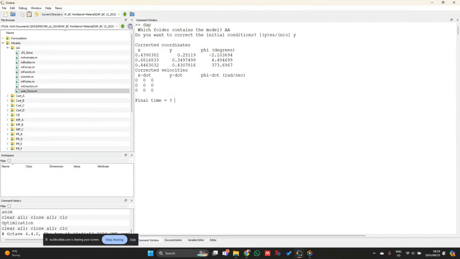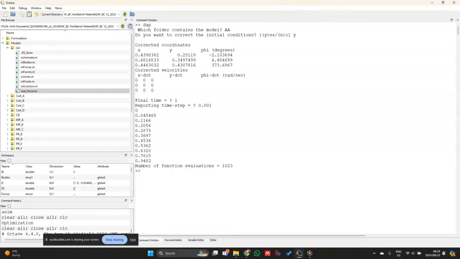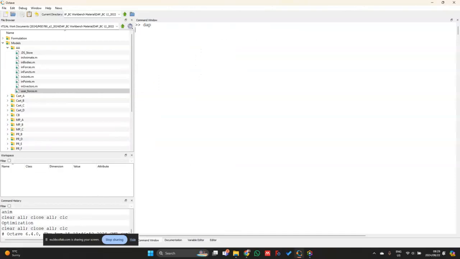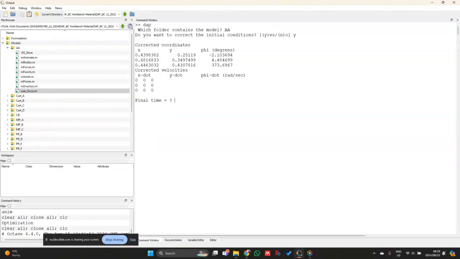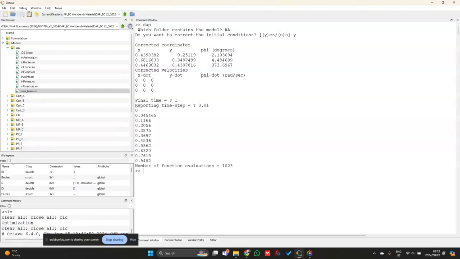Okay, so they said we have to execute it for 1 second, and let's perhaps use a reporting time step of 0.001. Actually, I think I'm rather going to use 0.01, otherwise the animation is going to run quite long. So let me rerun it for this one, and it's still 1 second, but with a 0.01 second time step.